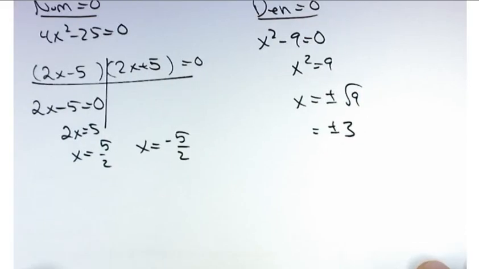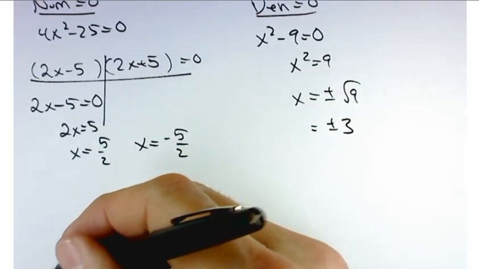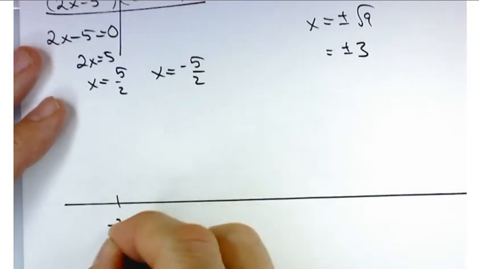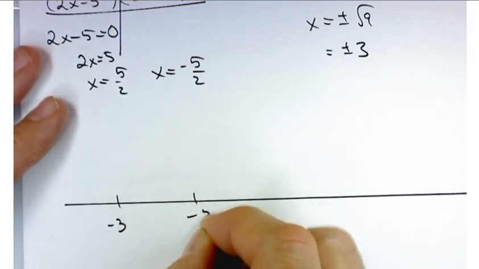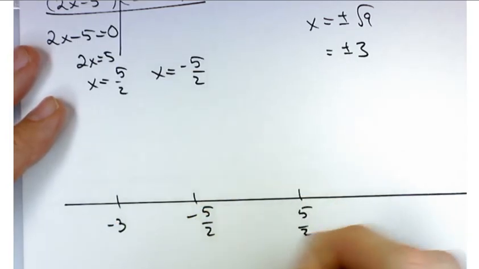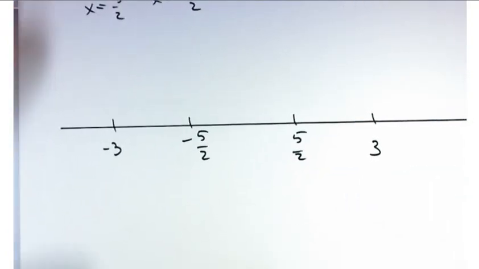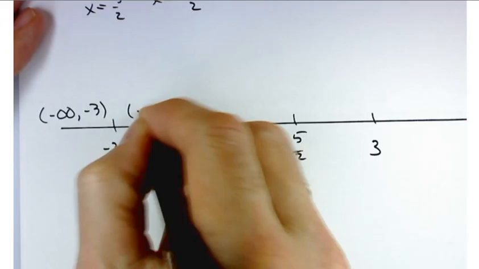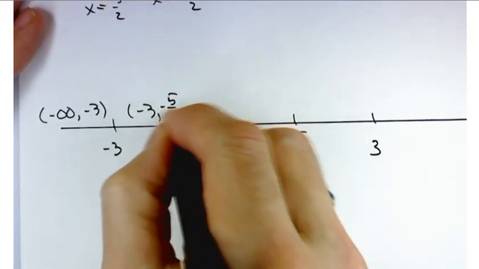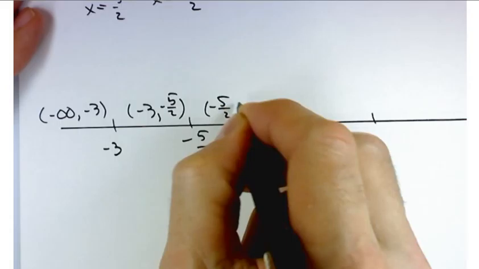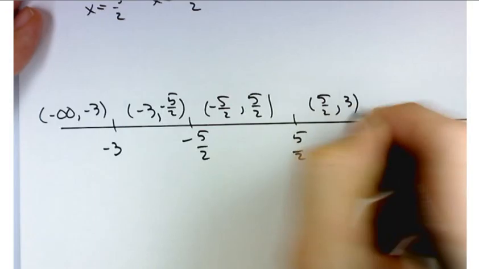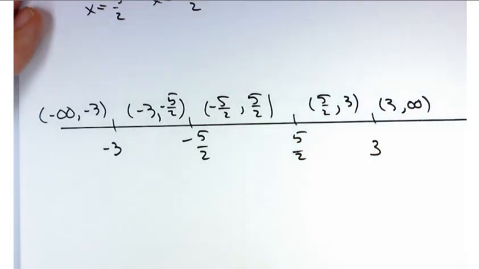So let's put out my points along the real number line. So we'll have points here at negative 3, negative 5 halves, 5 halves, and positive 3. The intervals I get are negative infinity to negative 3, negative 3 to negative 5 halves, negative 5 halves to positive 5 halves, positive 5 halves to 3, and 3 to infinity.